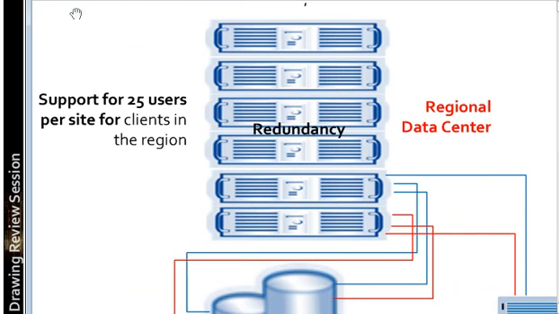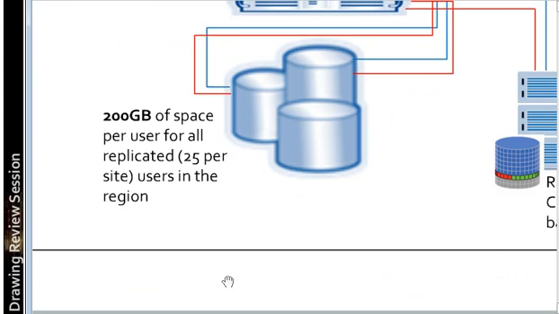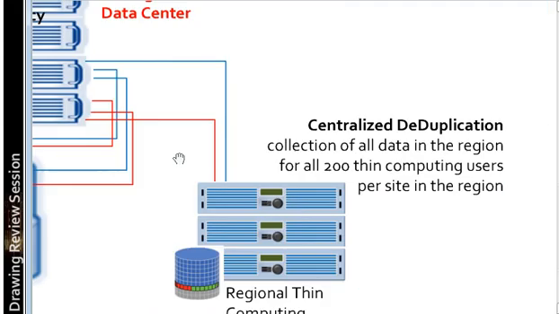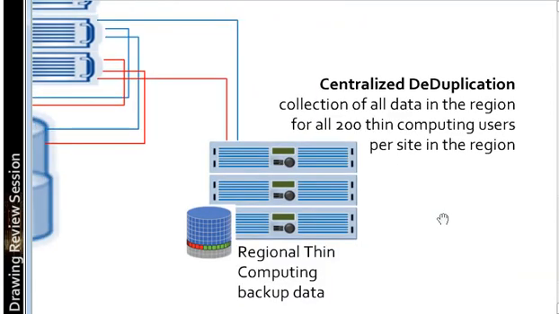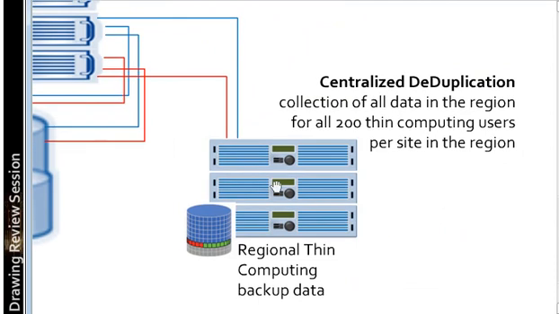In addition, we've allocated 200 gigabytes of space per user for all replicated users. Again, remember, we've enabled cloud for 25% of our users, so we're going to have a considerable storage environment here, but only for 25% of our users are they being centralized. Now, the centralization here is deduplication. This is backup data. So this could very possibly be all of the users at every site.